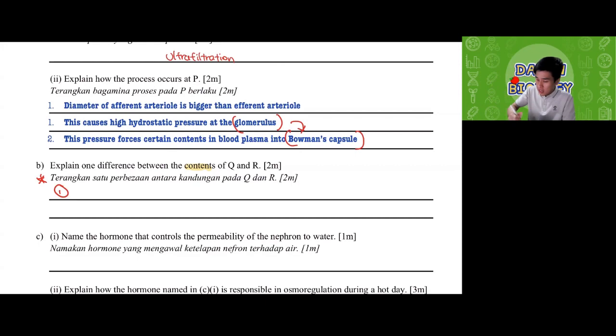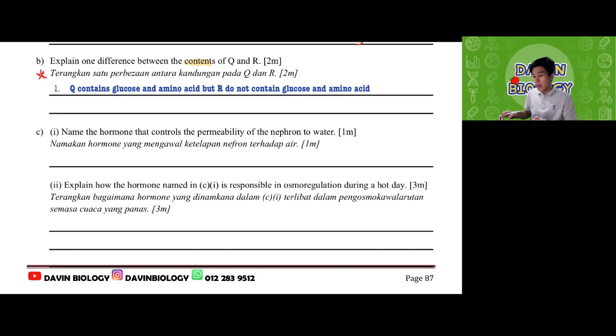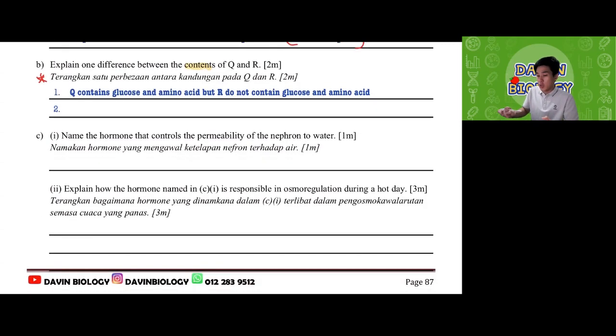So the difference is Q contains the two things, glucose and amino acid. So after the proximal convoluted tubule, glucose and amino acid are no more already, right? I say only that part is where it will absorb the glucose and amino acid. After that they don't have already, right? So Q contains glucose and amino acid, but R does not contain glucose and amino acid. Then the question, of course, asks you to explain. So it's too much, so I state the difference already.